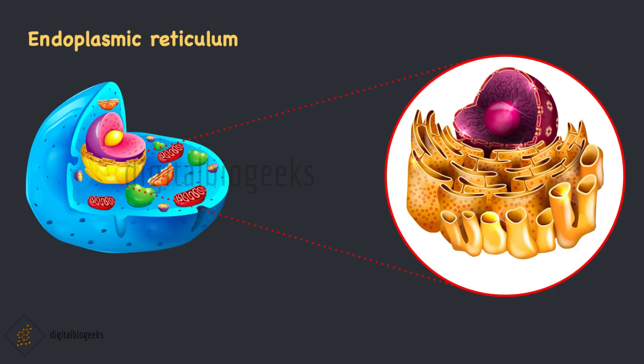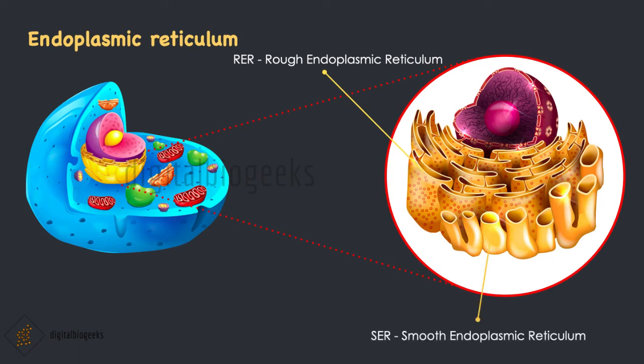There are two types of endoplasmic reticulum: rough endoplasmic reticulum, that is RER, and smooth endoplasmic reticulum, SER. RER looks rough under the microscope due to the presence of special kinds of structures on the surface. These are the special structures on the surface of the rough endoplasmic reticulum. They are called ribosomes.